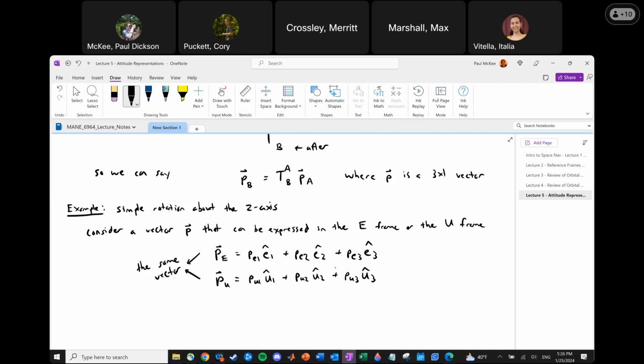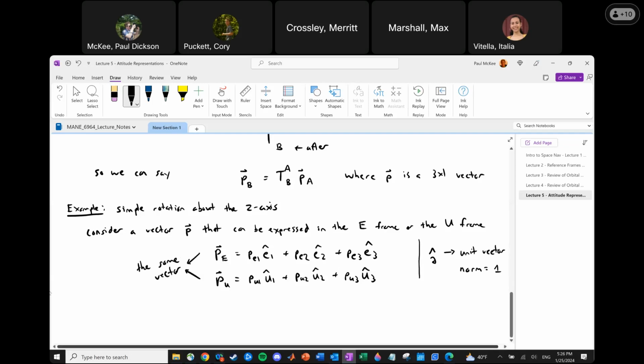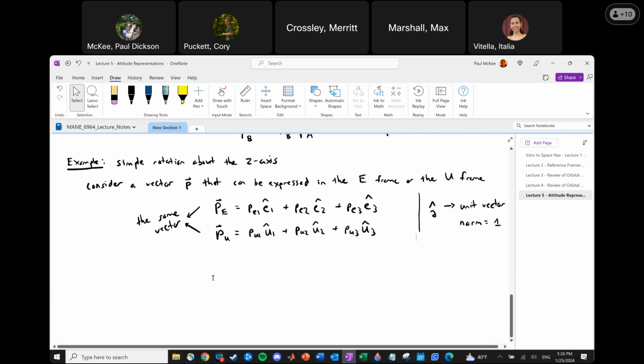Okay. Oh, and I should mention, just in case it wasn't already clear, any vector like this, like if I have the letter A and then I put a hat on it, that means it is a unit vector. Its norm equals 1. So that's just kind of a quick aside. Okay, so let's do a quick example then.